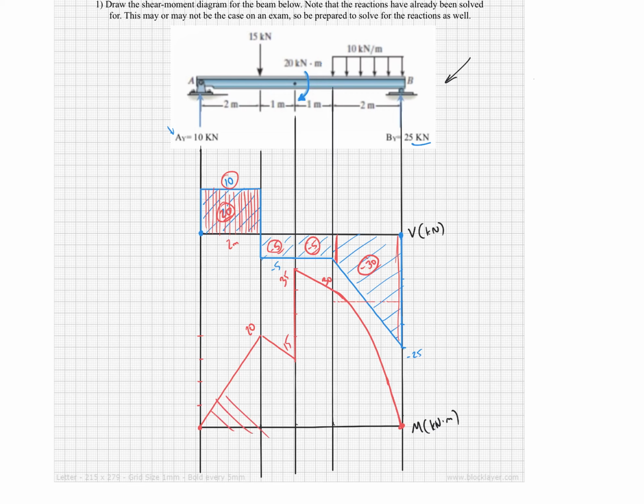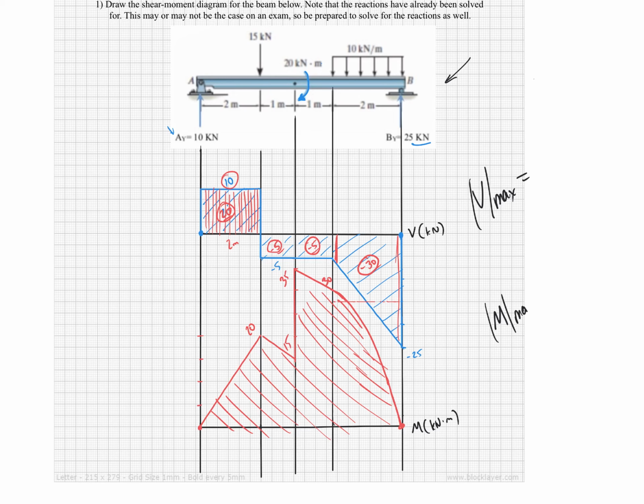Usually we highlight it in. And if somebody asks, what's the max shear? If they say, what is the shear max, they usually want the absolute value. And if they say they want the moment max, you would just look at your diagram. In this case, the max shear is negative 25 kilonewtons, or I guess it's absolute value, so sorry, that's just 25 kilonewtons. And the max moment is going to be that 35 kilonewtons times meters.